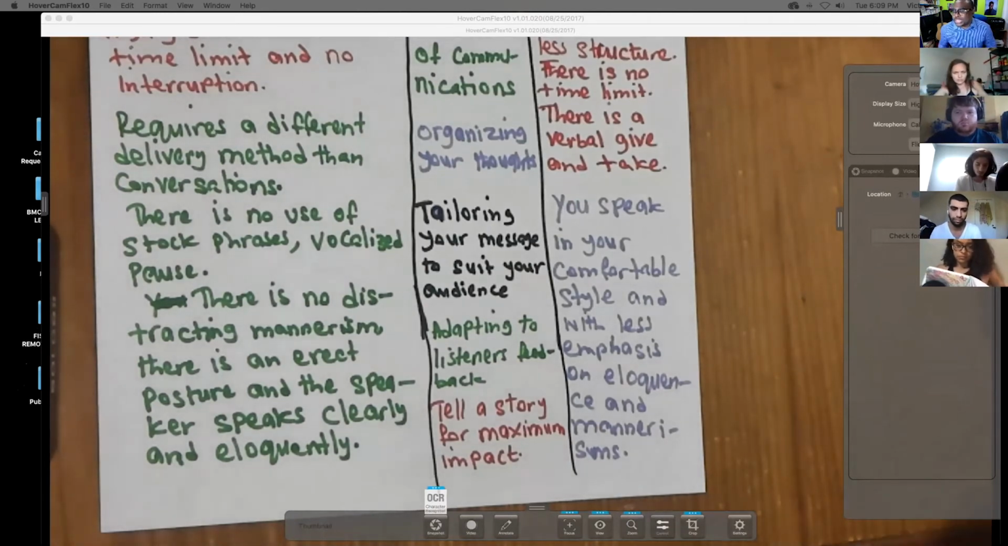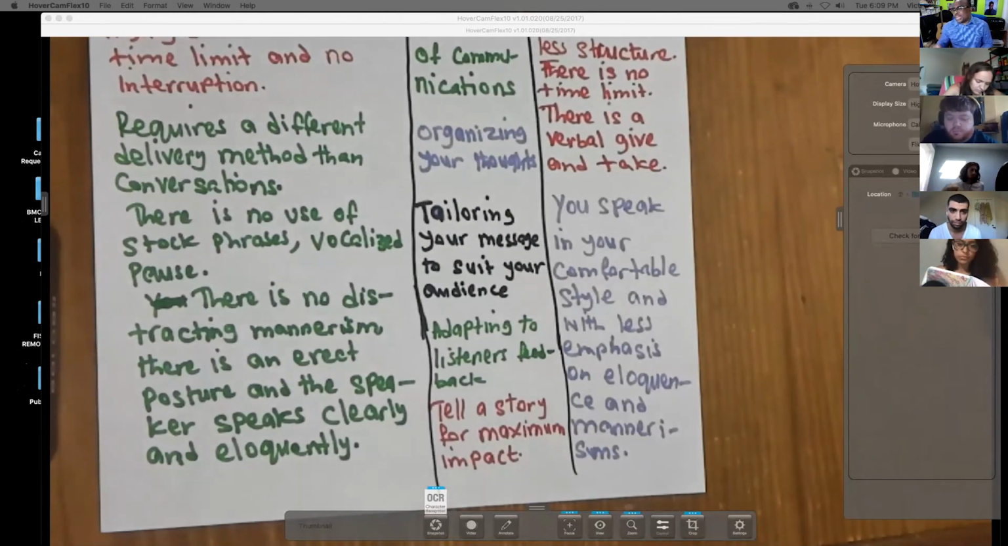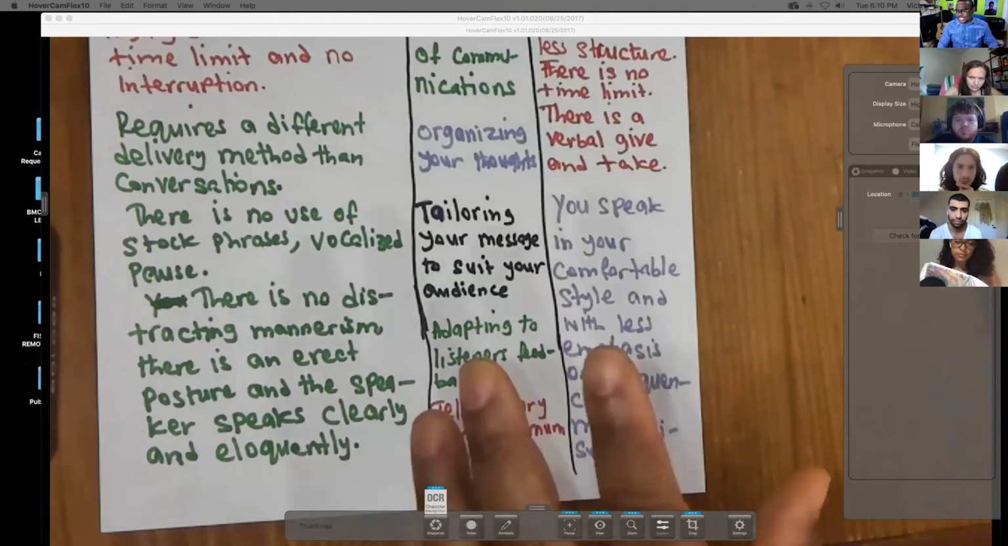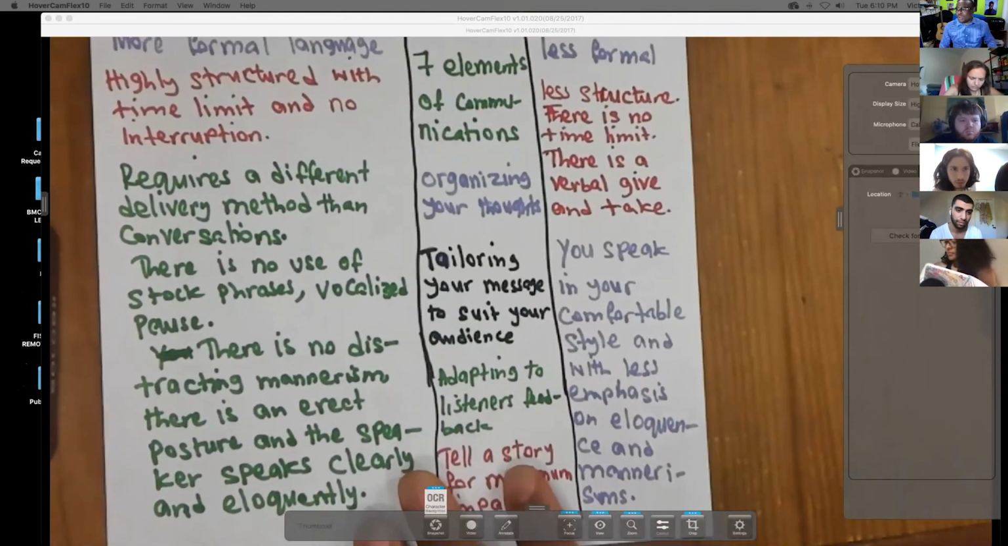On the other hand, in conversation, you speak in your comfortable style and with less emphasis on eloquence or mannerisms. You're having a conversation with your friend. Hey, you can start and then you begin to blow your nose or you begin to comb your hair. You begin to do any of those stuff. It's just a conversation. And of course, there's always vocalized pause, the arm, the home. You're just having a conversation. So these are the stark differences between conversation and public speaking. But let's look at what they have in common.